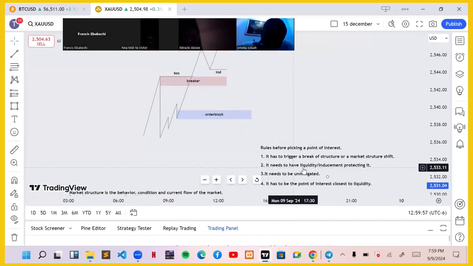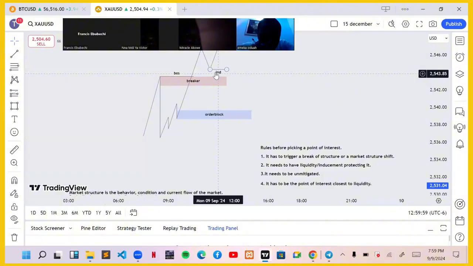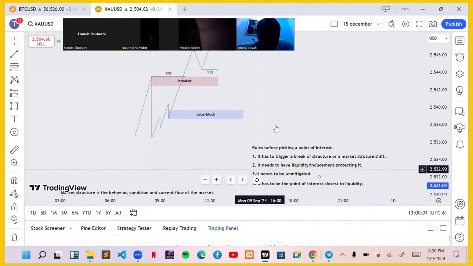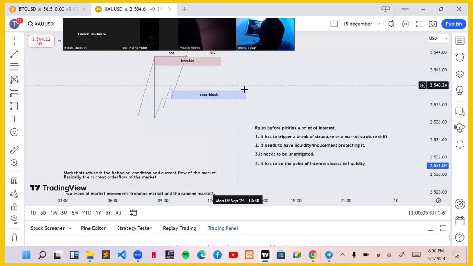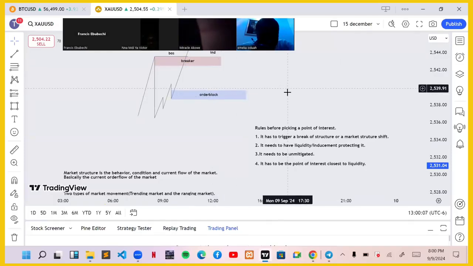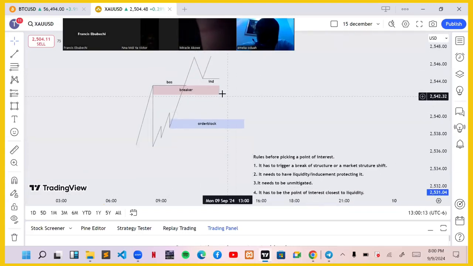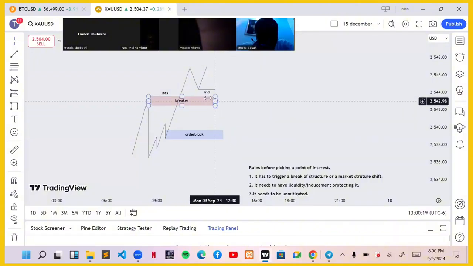The second rule says it needs to have liquidity or inducement protecting it. It has inducement protecting it. The third one says it needs to be unmitigated. This breaker is unmitigated. The order block is also unmitigated. But the fourth rule now says it has to be the point of interest closest to liquidity. And if you pay attention here, the breaker block is a point of interest. The order block is also a point of interest. But the point of interest closest to liquidity is the breaker.